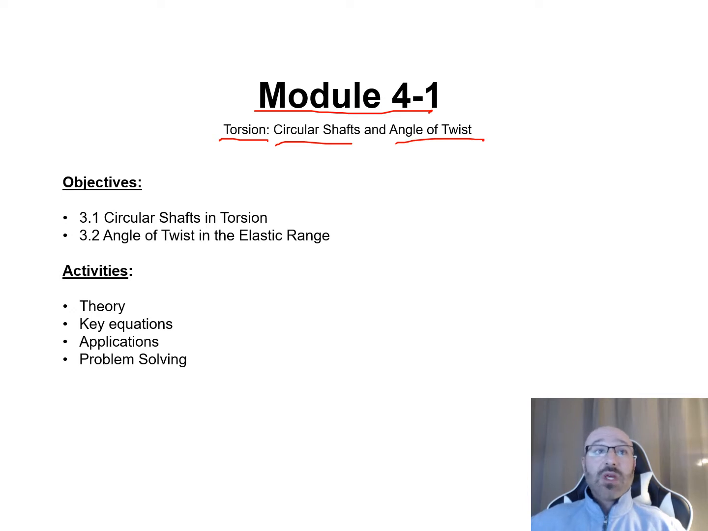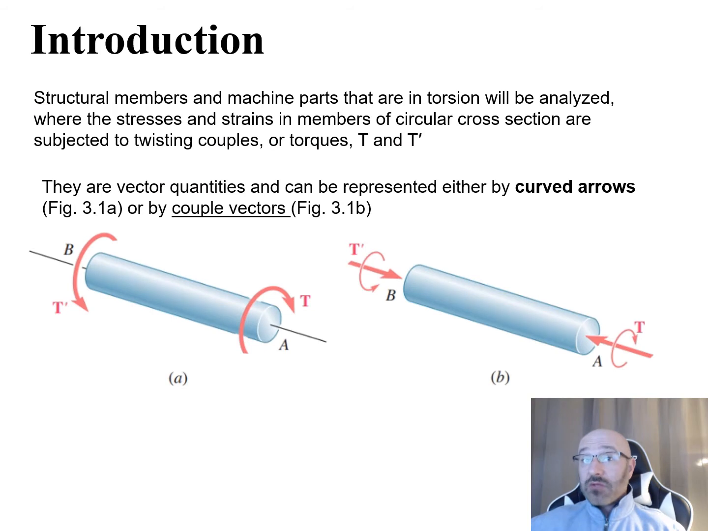Now, the objectives within this module: we're going to relate back to our textbook, Chapter 3, specifically Sections 3.1 and 3.2, where 3.1 is circular shafts and torsion, and 3.2 is the angle of twist in the elastic range. Within this module, we'll cover a couple of different topics. We'll go through some key theories, key equations, look at some applications, and then go through some problem solving.